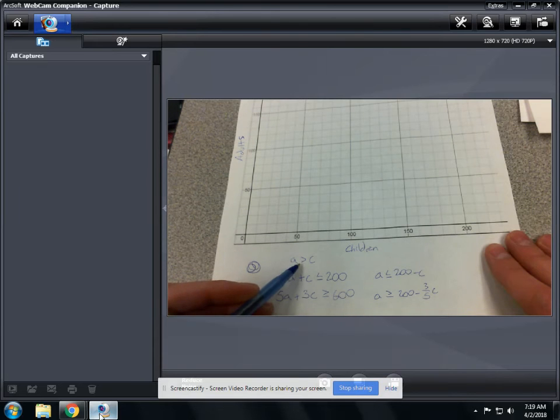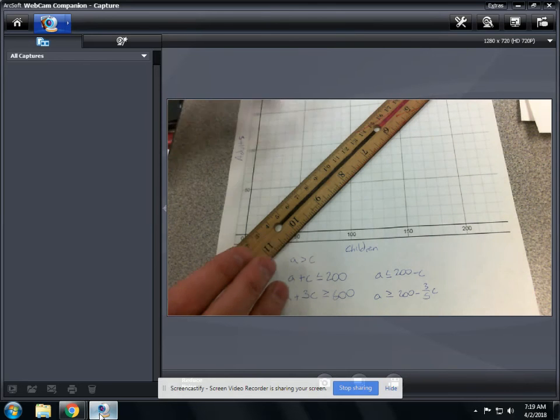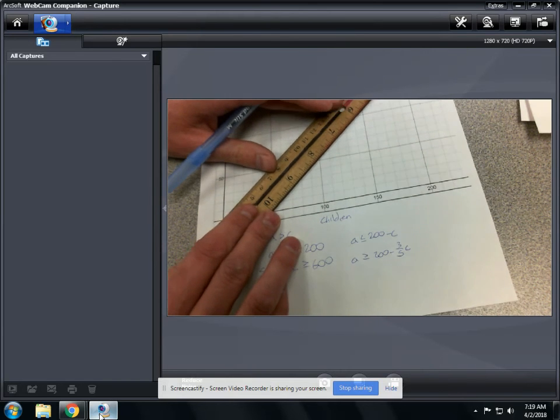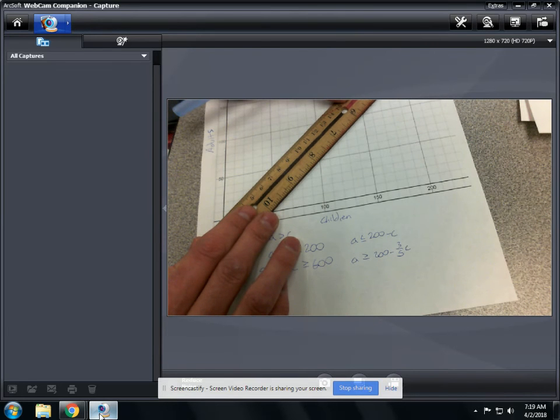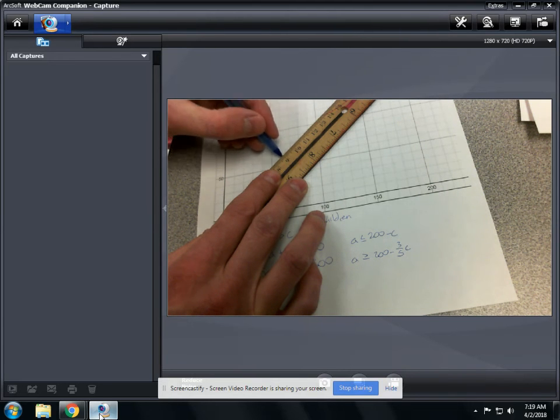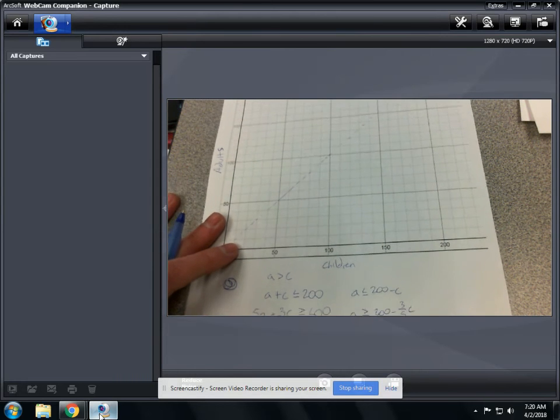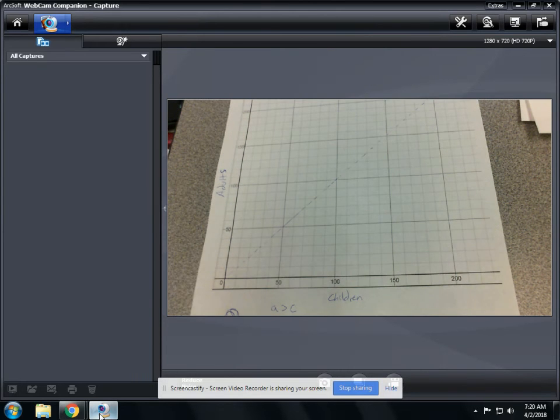It's a dashed line because it didn't say in the problem that we could have an equal number of adults and children. It had to be greater. So I'm going to use a ruler, since I'm doing this on paper and I don't have a computer to help me. And I want to have a slope of 1 with a dashed line here. There we go. Okay, so I've graphed that line, dashed line, and I'm going to shade above the line.